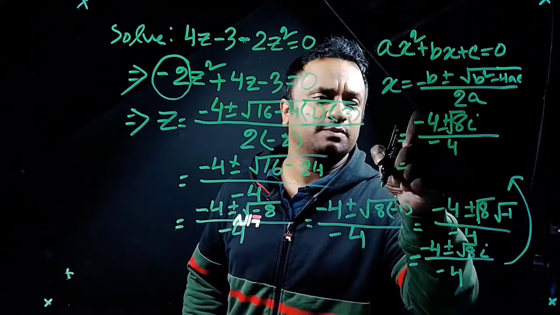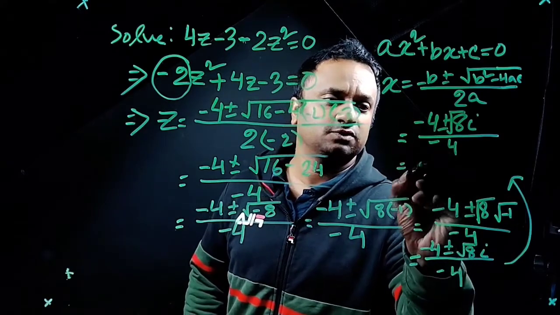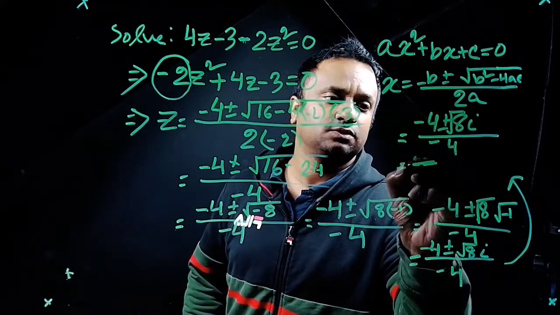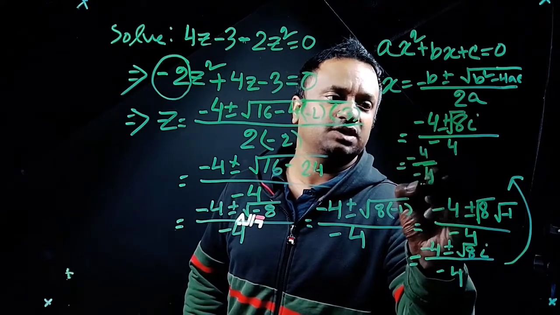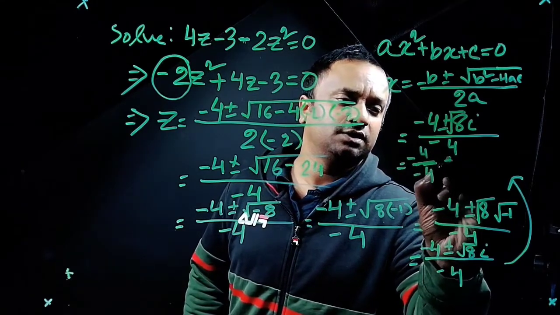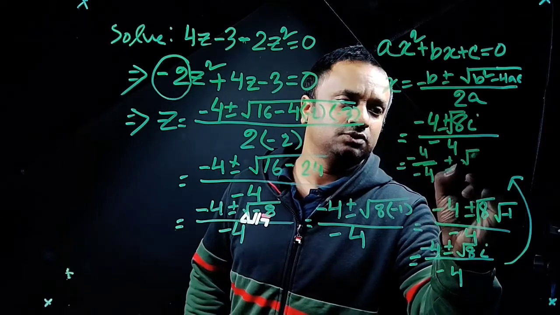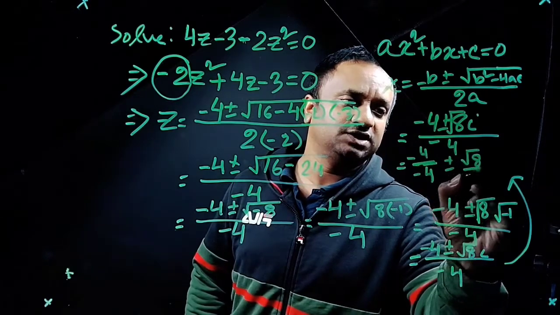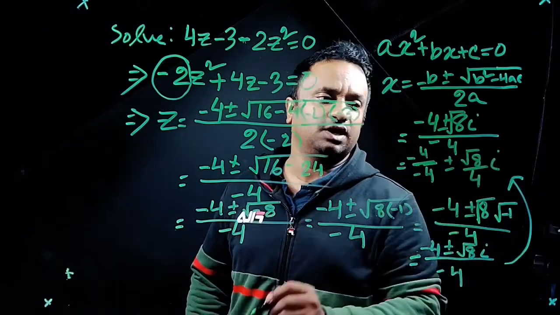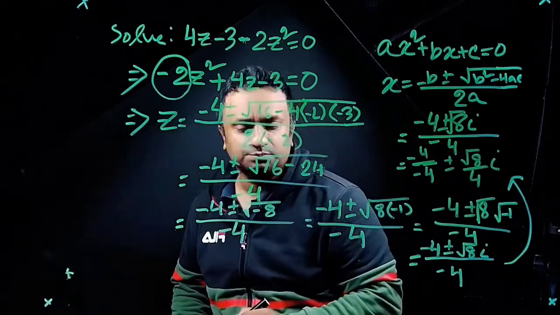Now you can split it. Minus 4 divided by minus 4, minus 4 divided by minus 4, and then plus minus square root of 8 divided by 4, and then i.